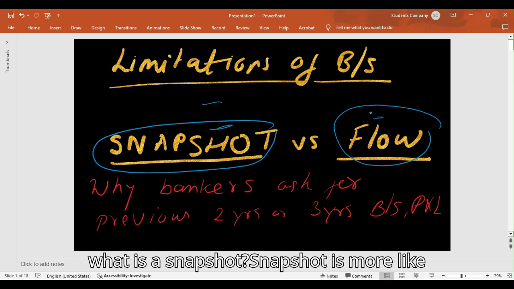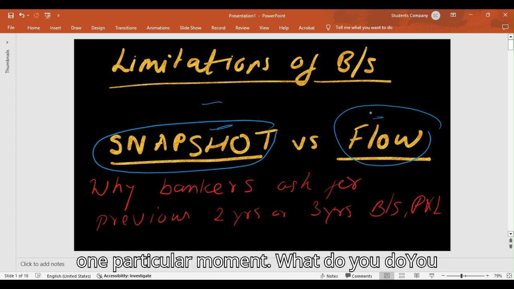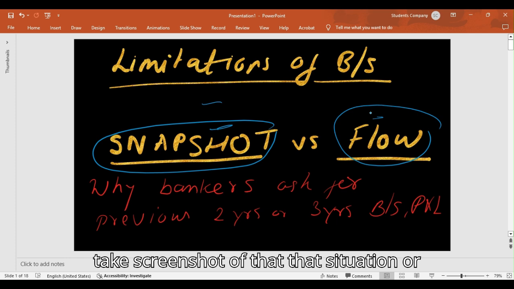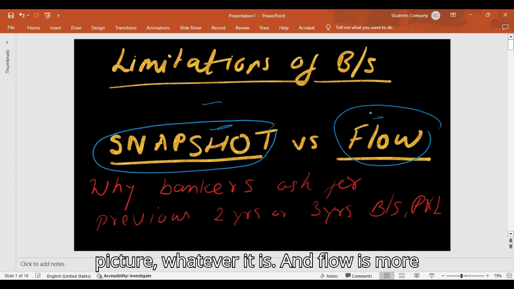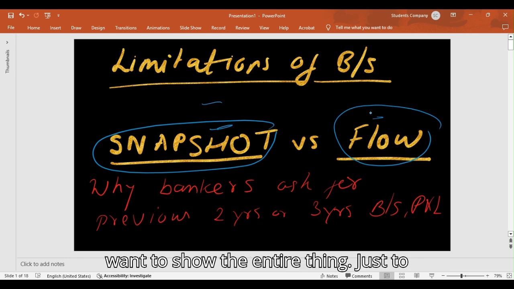Now, what is a snapshot? Snapshot is more like your screenshot, right? You want to capture one particular moment. What do you do? You take a screenshot of that situation or picture, whatever it is. And flow is more like what is happening. You want to show the entire thing.